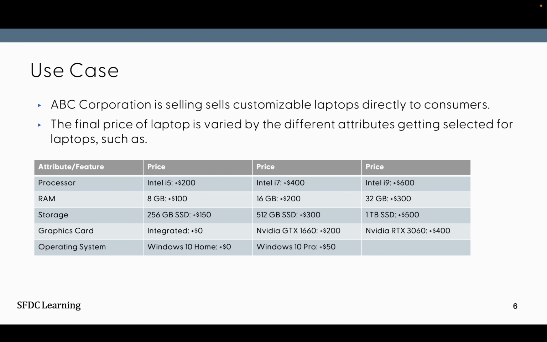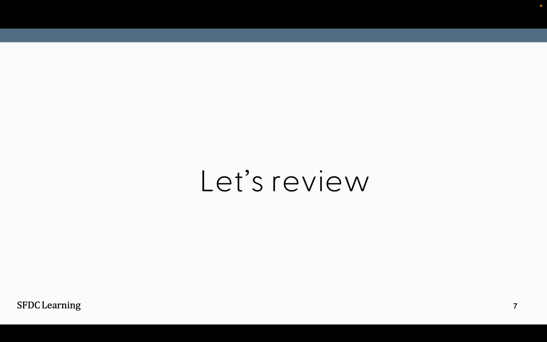Same for RAM. For 8 GB RAM, you have to pay $100 extra, 16 GB $200, 32 GB $300. Same for storage, graphics, and operating system. Okay. Now let's review the configuration.